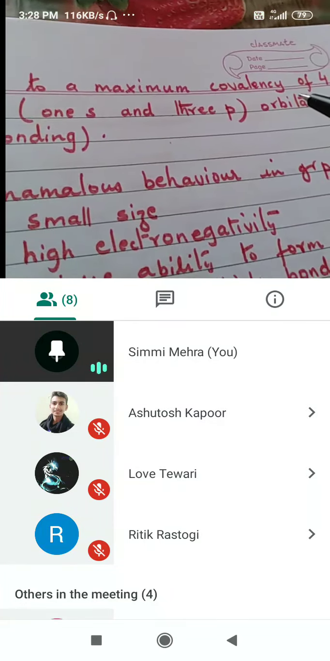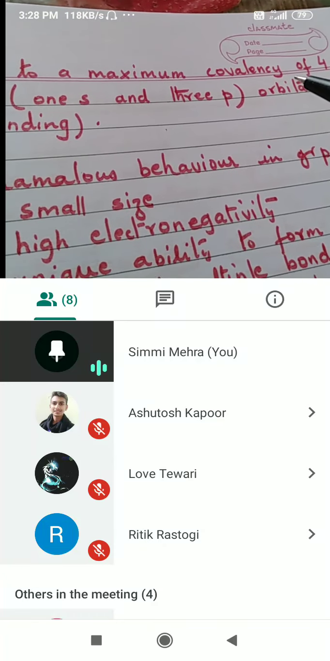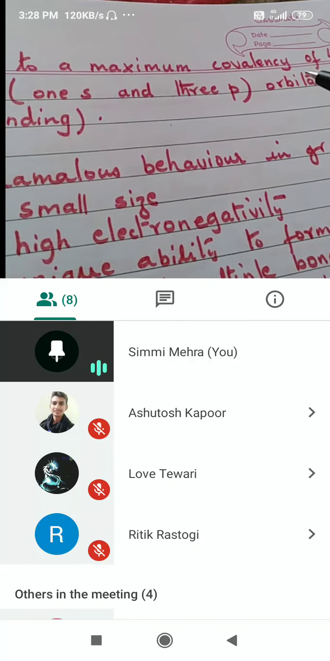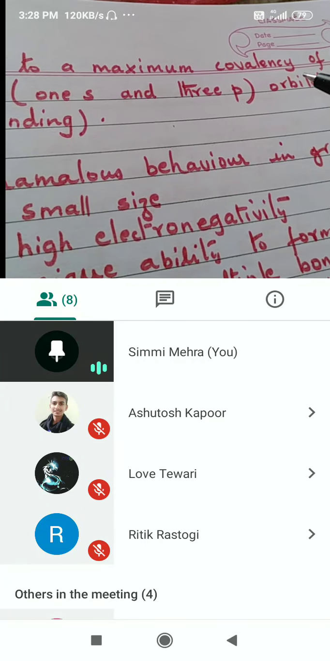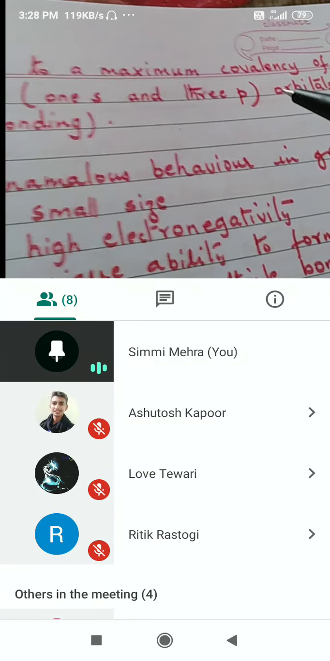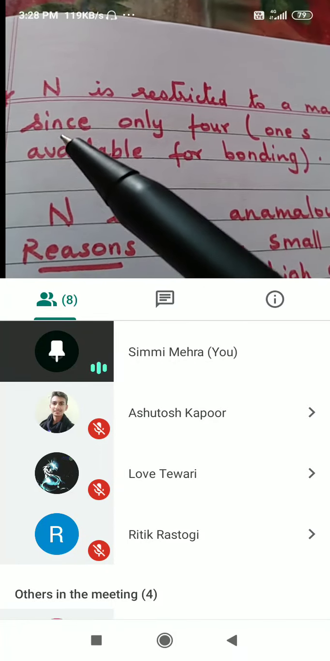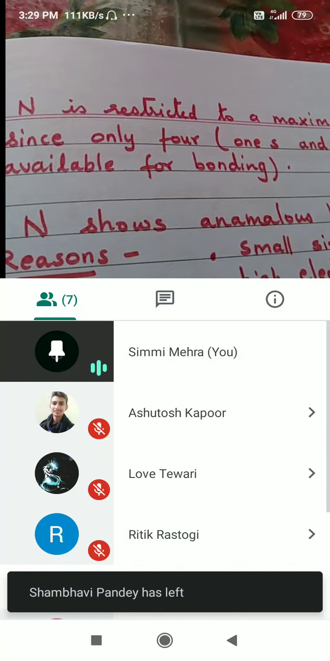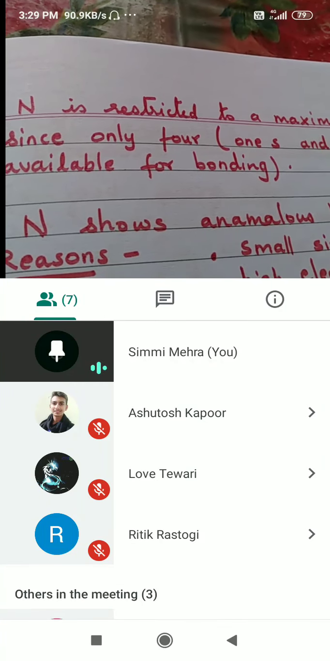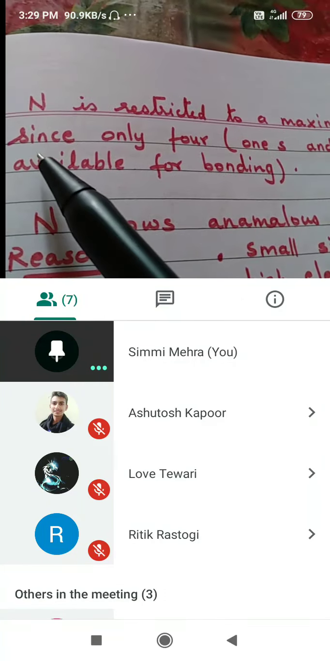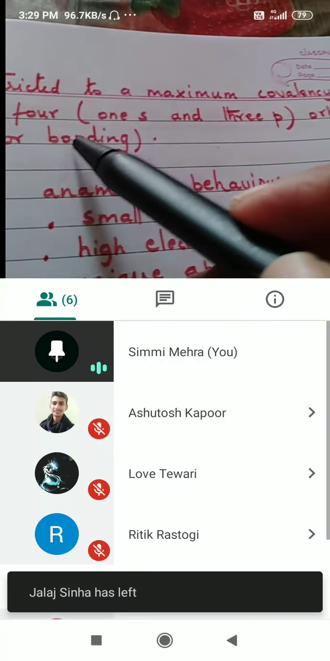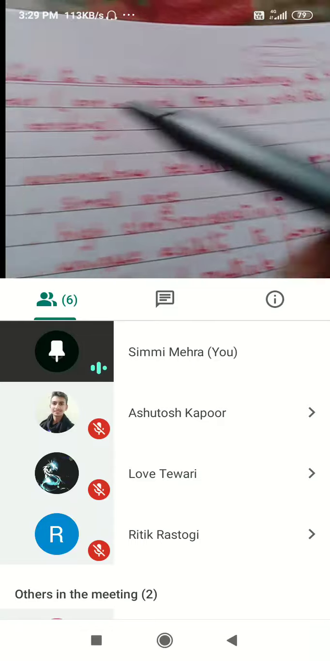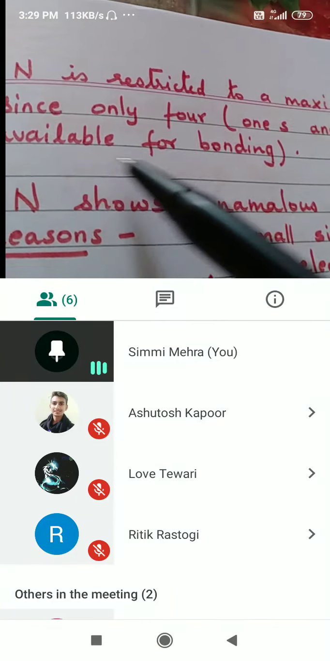I told you, this is asked in a 1 mark question. What is the maximum covalency of nitrogen? It is 4. It forms 3 covalent and 1 coordinate bond. So maximum covalency is counted as not 3. See, coordinate bond is treated as a special case of covalent bond. So maximum covalency will be 4, since only 4, that is 1s and 3p orbitals, are available for bonding.